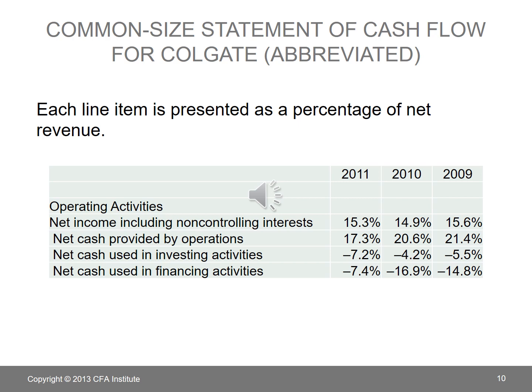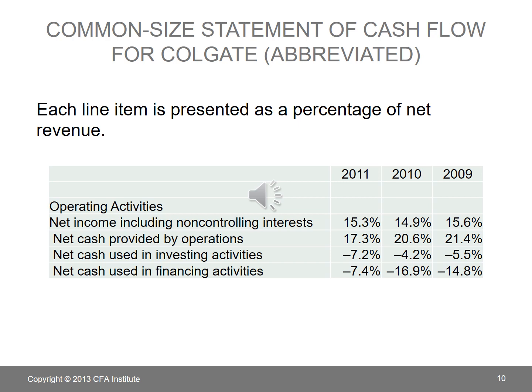For the common size cash flow statement, however, there are two alternative approaches. We could express each line item as a percentage of net revenue, or we could express each line item of cash inflow or outflow as a percentage of total inflows or outflows of cash.